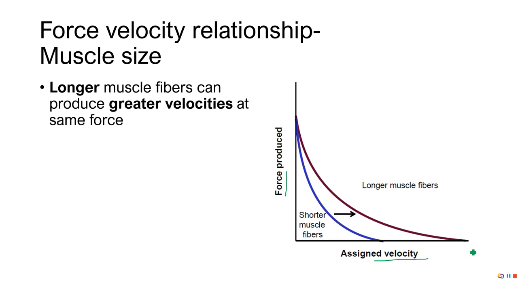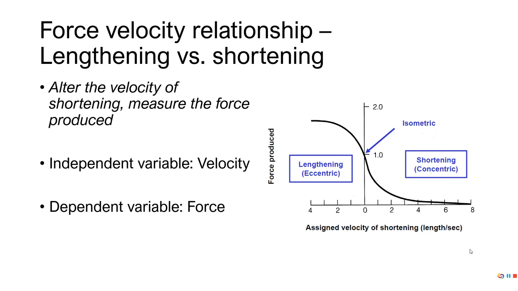All right, we can look at this as well in terms of eccentric and concentric. Now, we've already seen this figure before. Notice that when we're producing force, remember, concentric, we're shortening the muscle. Isometric, there's no change in the length of the muscle. And then eccentric, we're actually lengthening the muscle.